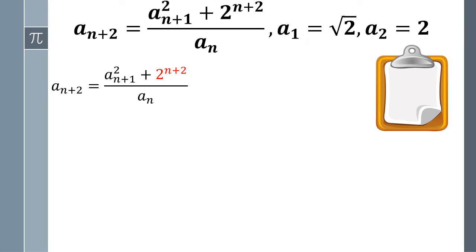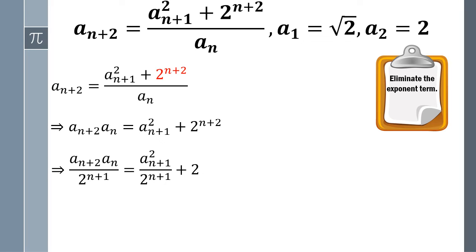This recursive expression is composed of a fraction, a square, and an exponent term. The first thing I'm going to do is eliminate the exponent term 2 to the power of n+2 to make the formula simpler. To achieve that, both sides of this equation are multiplied by a_n so that the fraction part is eliminated. Then, both sides are divided by 2 to the power of n+1. So this exponent term becomes a constant term.